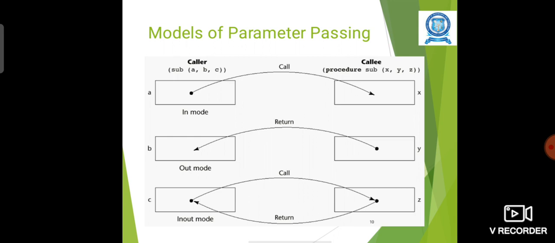After the completion of the execution of the procedure, the execution control returns back to the caller procedure, the caller function. This is called out mode. In in out mode, at the same point of the function call, the execution control returns back. This is called in out mode.